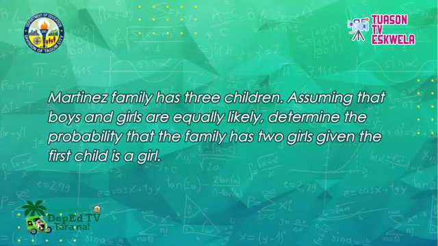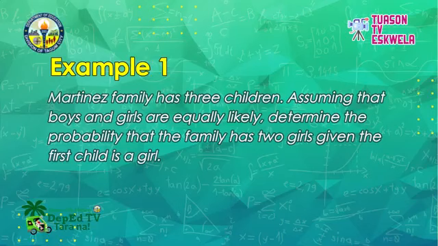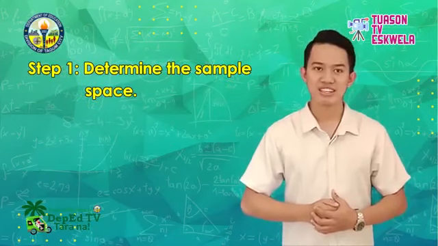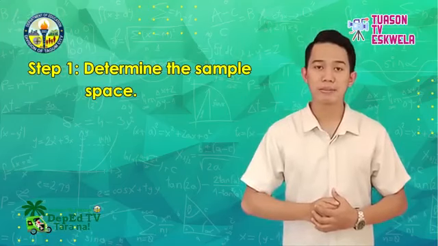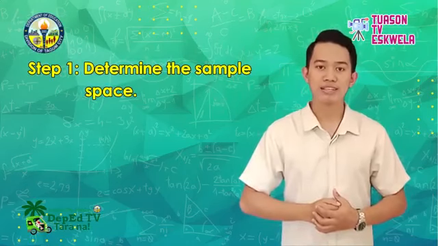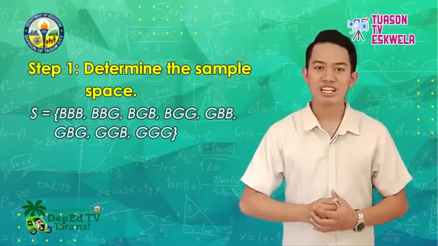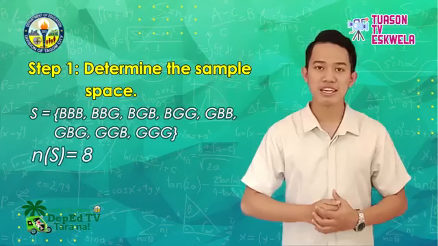Example number 1. Martinez's family has 3 children. Assuming that boys and girls are equally likely, determine the probability that the family has 2 girls given the first child is a girl. First, we're going to determine the sample space. Since the family has 3 children, we let B as boy and G as girl. The sample space is... Take note that the cardinality of this sample space is 8.